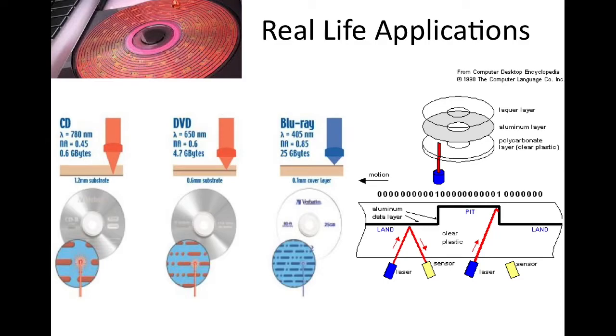For example, DVDs use a laser that has a wavelength of about 650 nanometers. Blu-ray DVDs use a laser with a wavelength of 405 nanometers, which correlates with the blue color of the visible spectrum. So by making the tracks closer together, we're able to fit more information onto a disc. And then by using a laser that has a lower wavelength, we are able to read the disc.